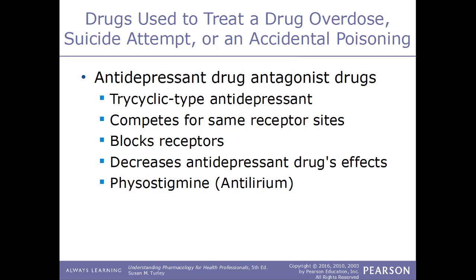When it comes to antidepressant drug antagonists, these are the tricyclic type antidepressants. That's a reference to their chemical structure. These compete for the same receptor sites as the antidepressant that was ingested, and therefore they block the receptors, so it's going to decrease that drug's effect. An example of this kind of drug would be physostigmine, sold under the trade name Antilirium.